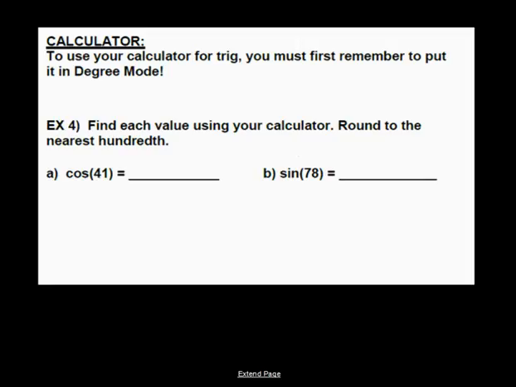In our next portion, we're going to be looking at using our calculators. First thing you need to do when using our calculator is make sure it's actually set in degree mode. If it's not, it's going to be calculating everything in radians, and calculating in radians will give us errors for our solutions.